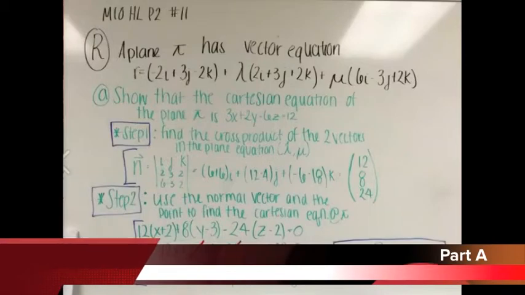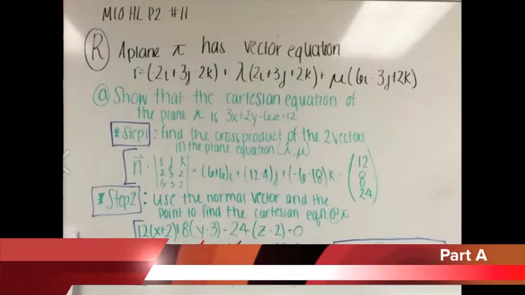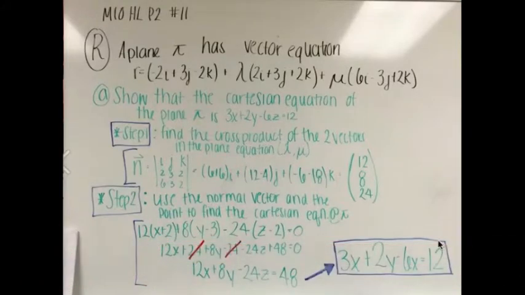So question R provides us that a plane pi has the vector equation r is equal to the quantity of negative 2i plus 3j minus 2k plus lambda times the quantity of 2i plus 3j plus 2k plus mu times the quantity of 6i minus 3j plus 2k. And part A of this problem is to show that the Cartesian equation of the plane pi is 3x plus 2y minus 6z equals 12, which, as you can see right here, is what we got, but there are 2 steps to get there.